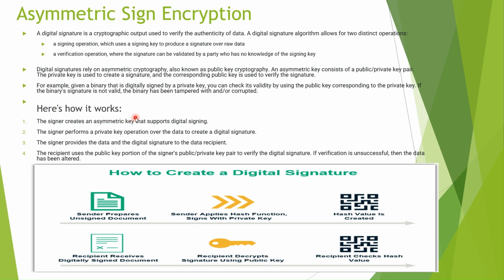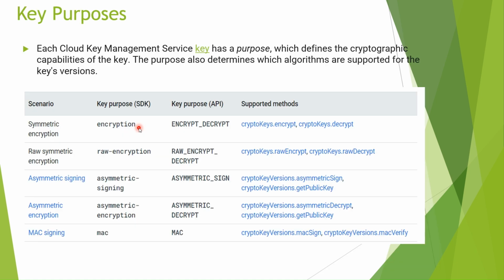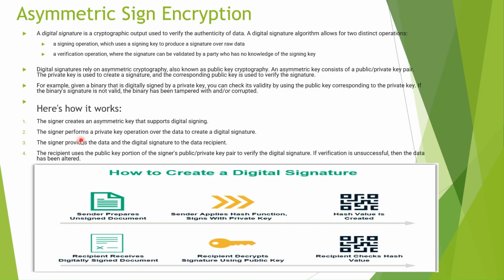So here are the steps we have to follow. First of all, the signer, anyone who is signing the data, has to create an asymmetric key that supports digital signing. As I told you, asymmetric signing is supported by KMS. So first of all, someone has to create this asymmetric signing key in Cloud KMS. I will show you how to create that. After that, the signer performs a private key operation over the data. So if you have any data and you want to create a digital signature, you have to perform a private key operation over that data.